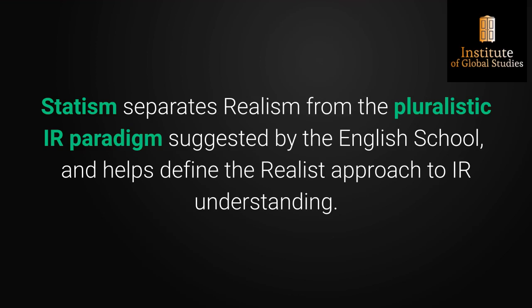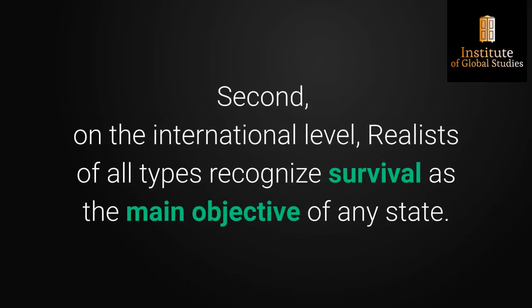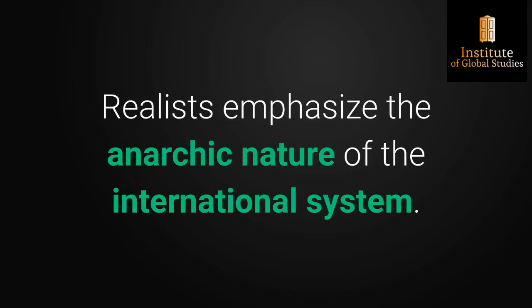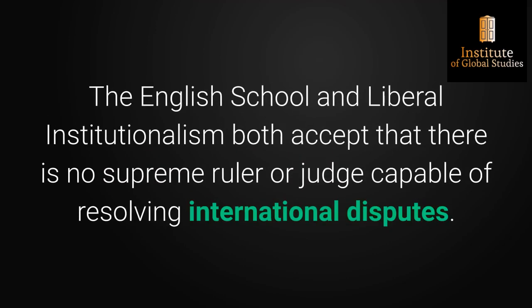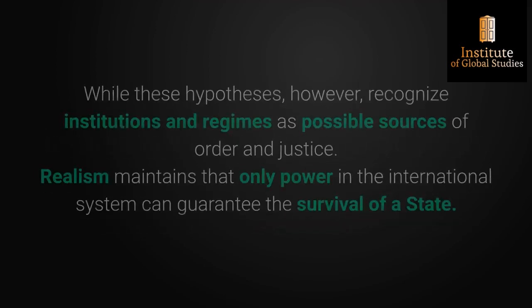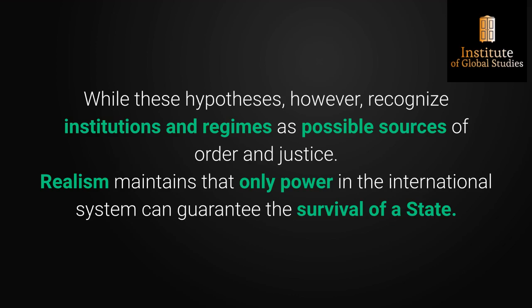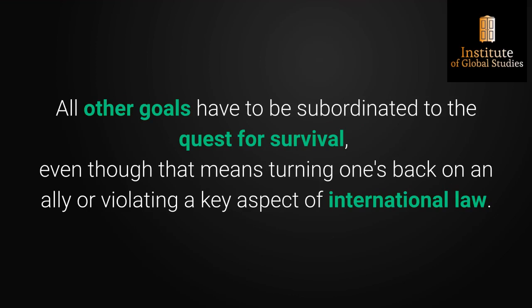Statism separates realism from the pluralistic IR paradigm suggested by the English school, and helps define the realist approach to IR understanding. Second, on the international level, realists of all types recognize survival as the main objective of any state. Realists emphasize the anarchic nature of the international system. The English school and liberal institutionalism both accept that there is no supreme ruler or judge capable of resolving international disputes. While these approaches, however, recognize institutions and regimes as possible sources of order and justice, realism maintains that only power in the international system can guarantee the survival of a state. All other goals have to be subordinated to the quest for survival, even if that means turning one's back on an ally or violating a key aspect of international law.